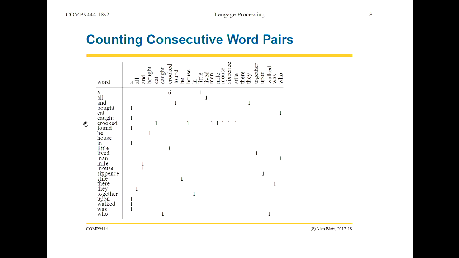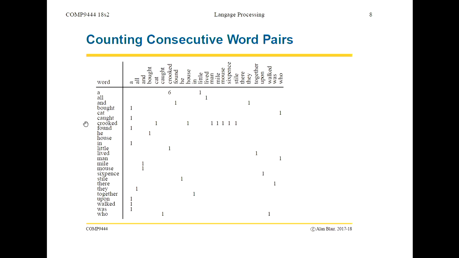And we note that, in this particular document at least, the word "a" is followed by "crooked" 6 times, and it's followed by "little" once. And "crooked" is followed by "cat" once, and "house" once, and "man" once, and "mile", "mouse", "sixpence", and "star". And so we get this sort of matrix. Now notice this is kind of different from the other matrix. So it's words against words, and in this particular case, it's taking account of the order of the words.